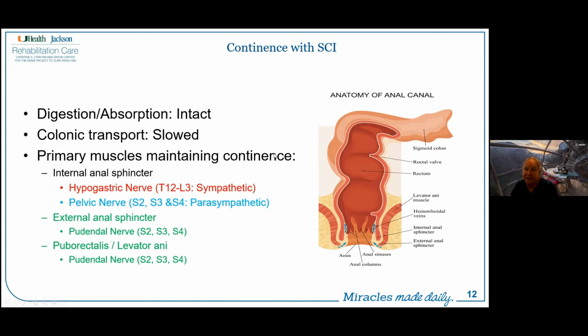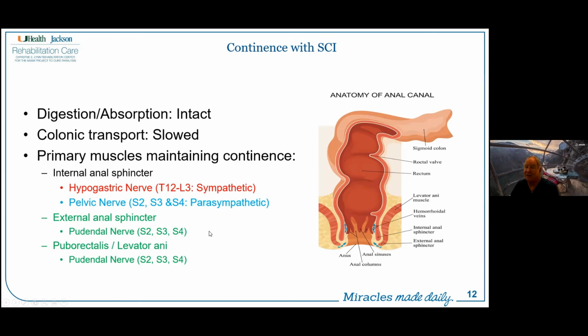To maintain continence, the primary muscles include the internal anal sphincter, which is under sympathetic influence. As long as I have sympathetic tone, I'm going to be keeping that sphincter relatively contracted. Recognize that the pelvic nerve also has parasympathetic influence on the internal anal sphincter and causes it to relax. The external anal sphincter is under somatic control from the pudendal nerve, S2, 3, and 4.